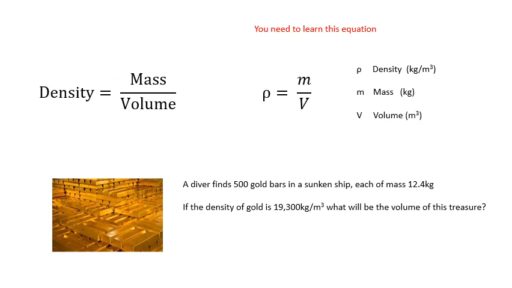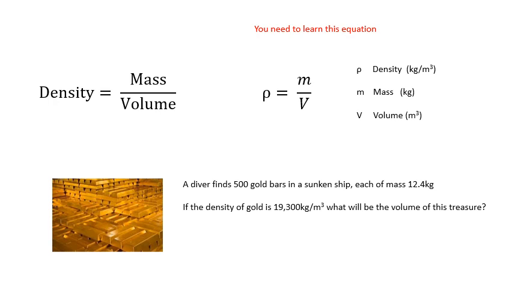Now, this is an equation that you need to know. Density equals mass divided by volume. I'm sure you know it already. In symbols, we use this Greek letter rho. It looks a little bit like a P, but rho equals m over v. Rho is the density in kilograms per meter cubed, mass is in kilograms, volume is in meters cubed.